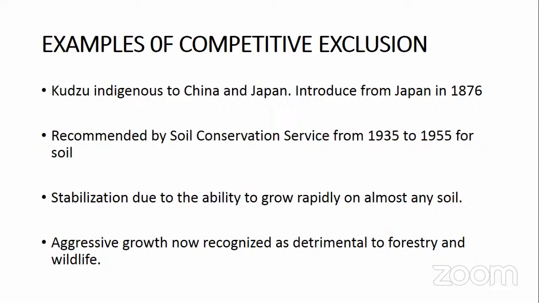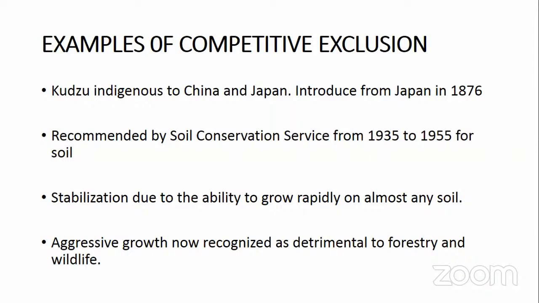Then another example of competitive exclusion is Kaju indigenous. Kaju is a common name for some plant species, and these are such that they grow very fast in any kind of land. They can grow, and they will capture the whole land. It will be completely covered, and it will be very difficult for other species to survive and get sunlight.